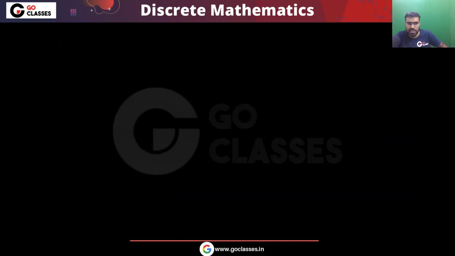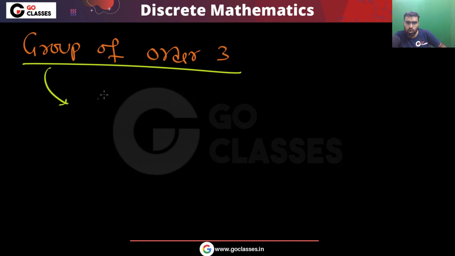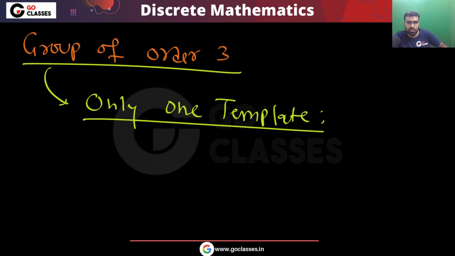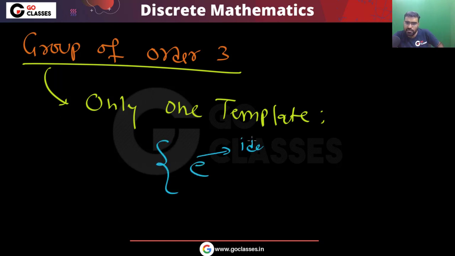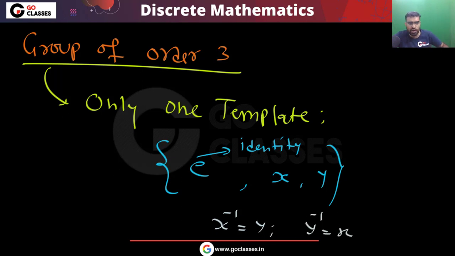So ultimately what I am saying is that for every group of order 3, there is only one template possible, only one structure possible, no other structure. That template is that there will be one identity element and the remaining two elements will be inverse of each other. This is the only template possible.